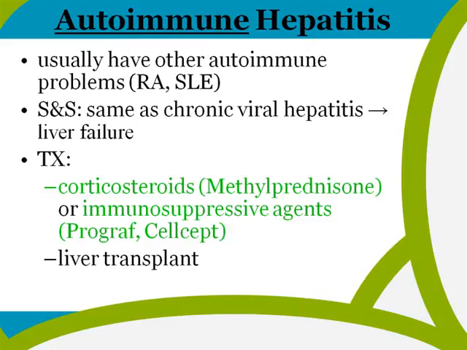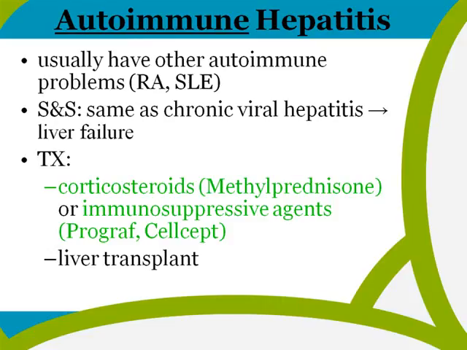There is also a disorder called autoimmune hepatitis. With this one, the immune system is attacking our liver. Our immune system is beating up our own tissue. When patients have autoimmune disorders, it's usually seen throughout the body. So they may already have something else like rheumatoid arthritis, or SLE, which stands for systemic lupus erythematosus, or what we more commonly know as lupus. Signs and symptoms, again, same as chronic viral hepatitis, and it can progress to liver failure.